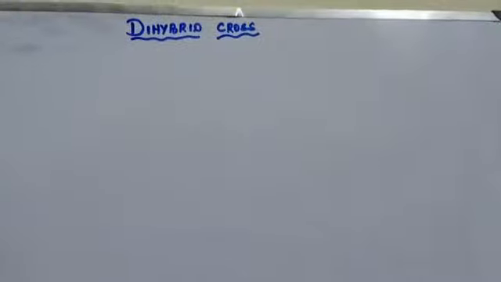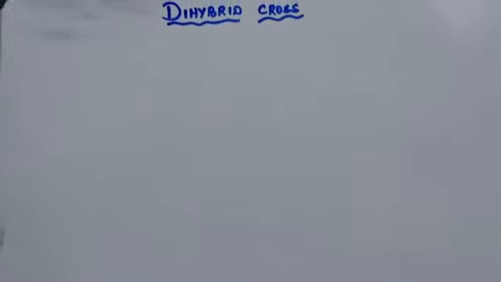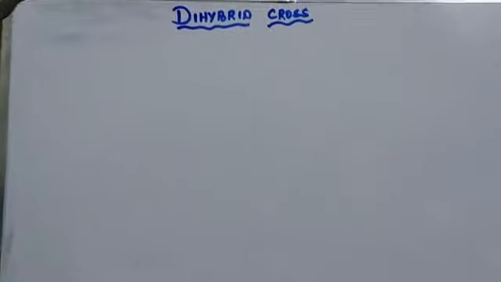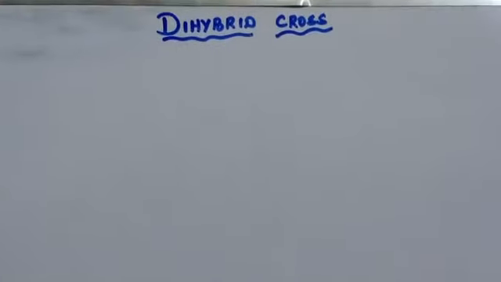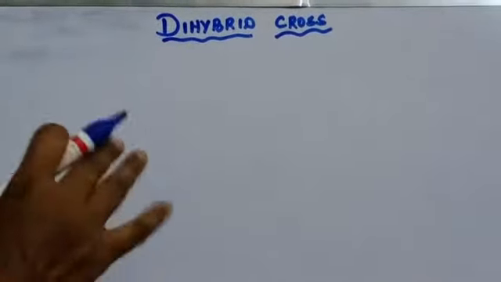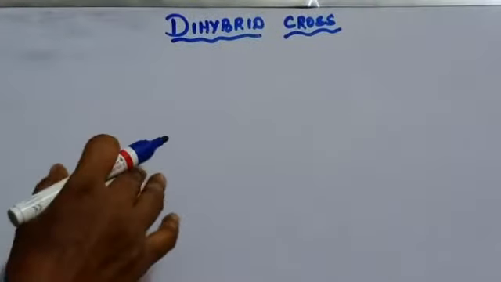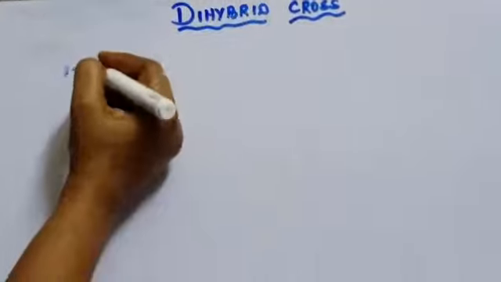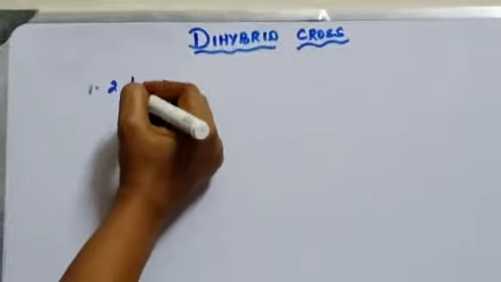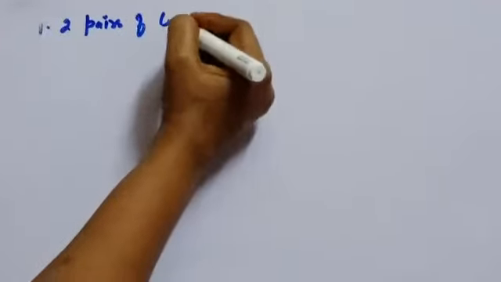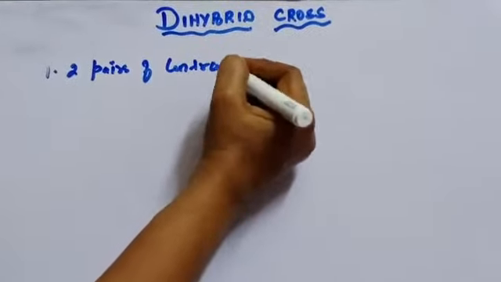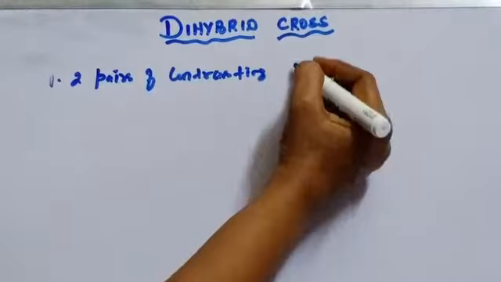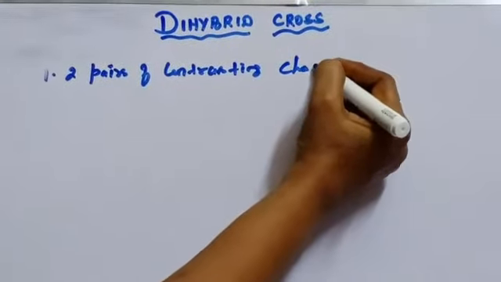Thank you. Today let us see dihybrid cross. What is meant by dihybrid cross? That is a cross in which the study of inheritance of two pairs of contrasting characters. So in this cross, two pairs of contrasting characters are taken by Mendel.